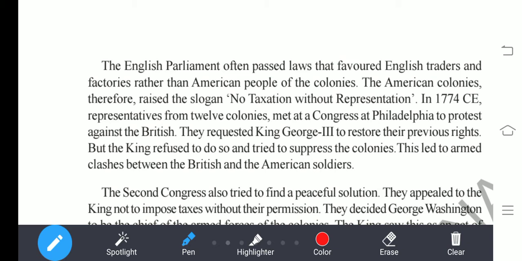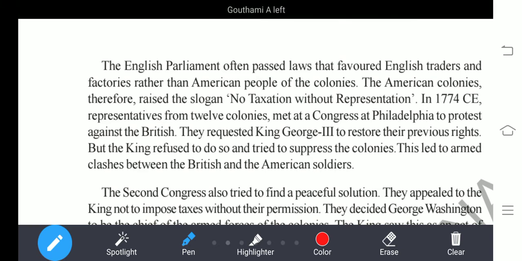And these American people were paying tax to the British government, to which they did not have a representative. Understand? They were paying taxes to the British Parliament. Understand? And this British Parliament was not responsible to the needs and interest of the American people.